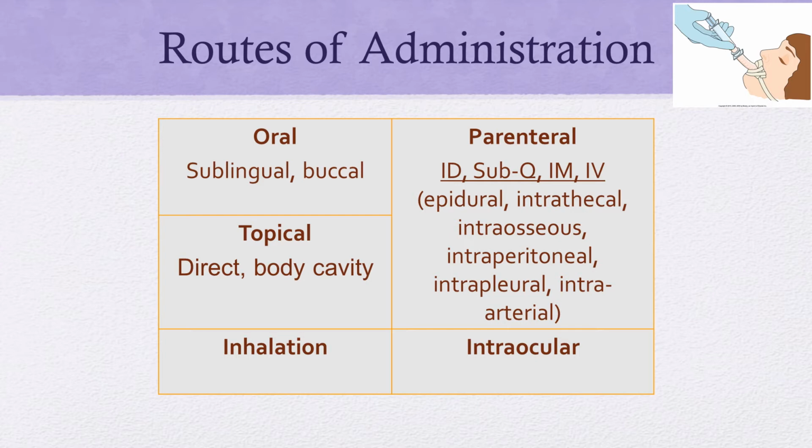Inhalation is one that gets breathed in. Parenteral, it means I'm avoiding that GI system, right? ID is intradermal. It's that top layer of that skin. Sub-Q is below the skin into that adipose or subcutaneous tissue. IM is into that muscle. IV is meaning we're putting it into that vein. You can see some other ones there: epidural, intrathecal, which is just into our spine, intraosseous are our IOs, that's going into our bone, intraperitoneal, intrapleural, and intraarterial. And then intraocular is that last one, and that is going into our eyes.